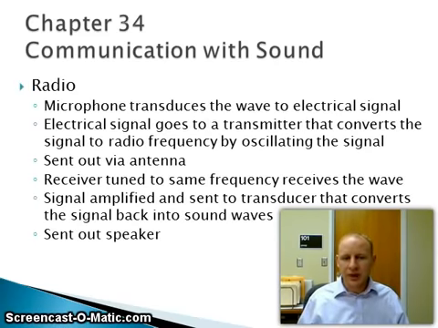In a radio situation, the microphone transduces the wave to an electrical signal. So somebody speaks into a microphone, it transduces the wave to electrical signal. That signal goes to a transmitter, which converts the signal to a radio frequency by oscillating the signal with an oscillator. That signal is then sent out via an antenna, thus creating an electromagnetic wave that gets sent across the airways. At the other end, then a receiver tunes into that same frequency and receives the wave. The signal is amplified and sent to the transducer that converts the signal back into sound waves, which then gets sent to the speaker, and we're able to listen to it.